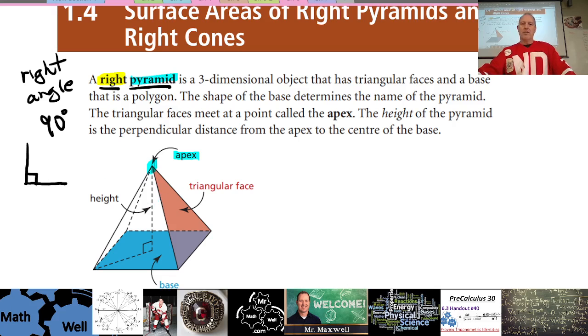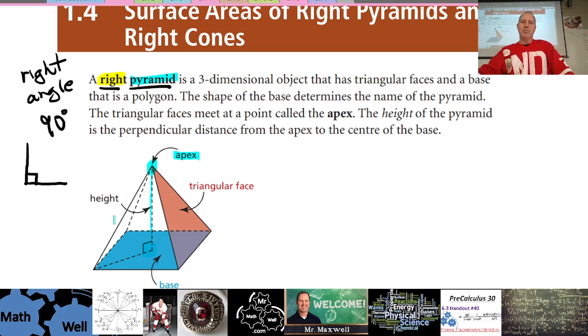Now the height of the pyramid goes from the apex down to the center of the base. That's what the height of the pyramid is, okay? So it's from the very bottom to the very tippy top, the point top. That's what the height is, the overall height of the pyramid. There's a different kind of height we're going to talk about soon, but this is a height.